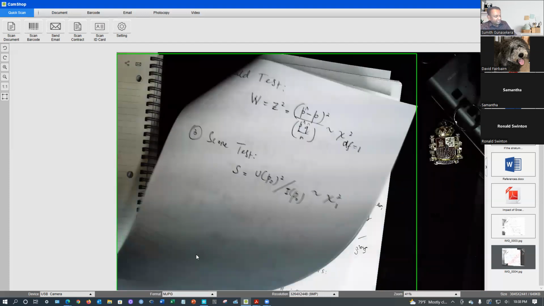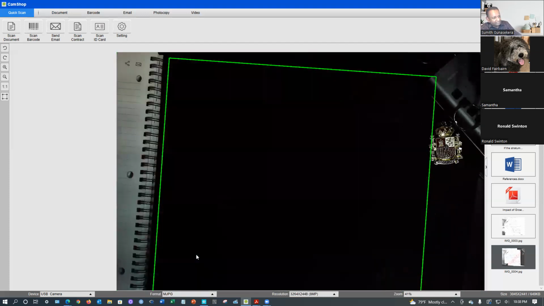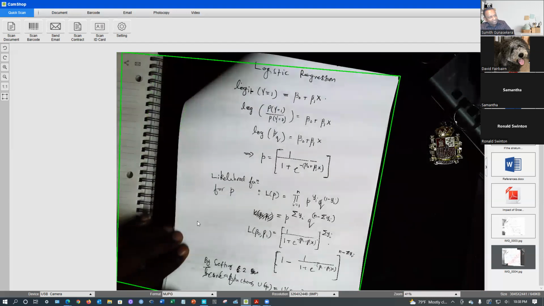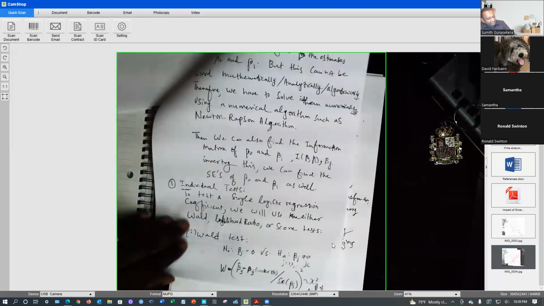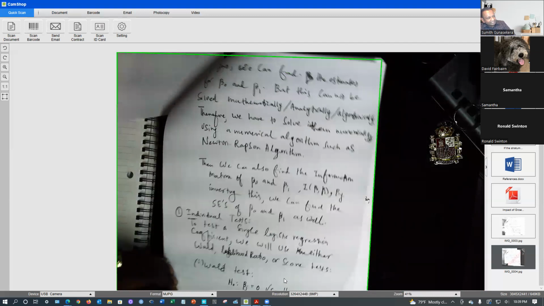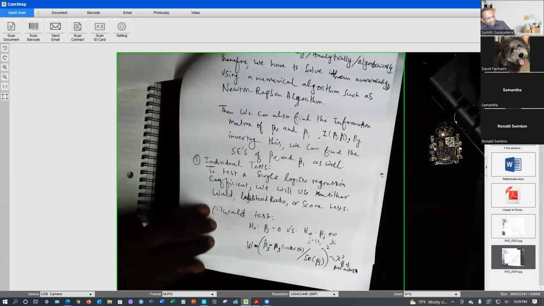But when it comes to logistic regression, we replace this part. In the likelihood function, this p, I'm going to replace by this whole bunch. But this cannot be solved. This has to be done numerically. That's why we have a test to check that one.